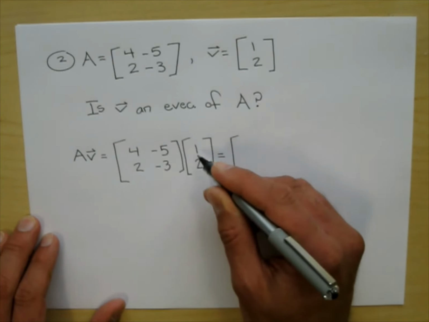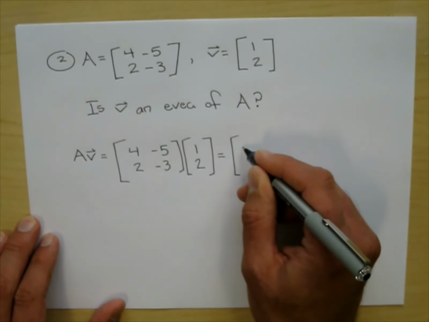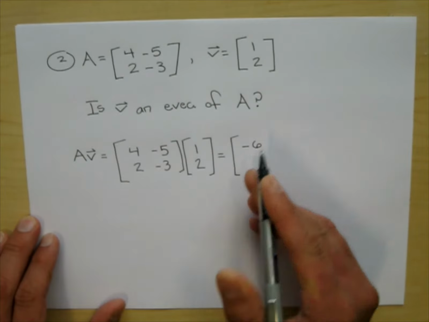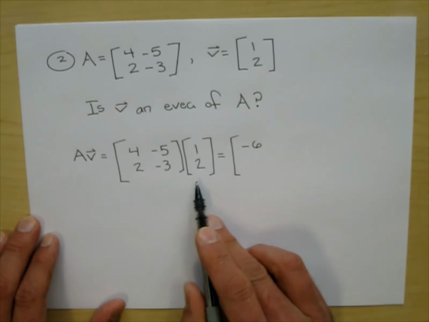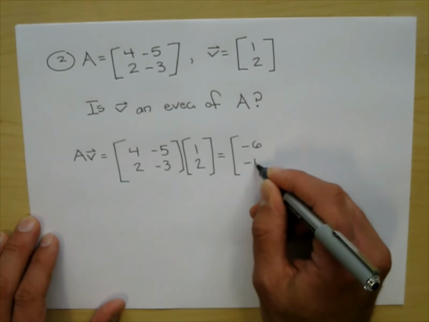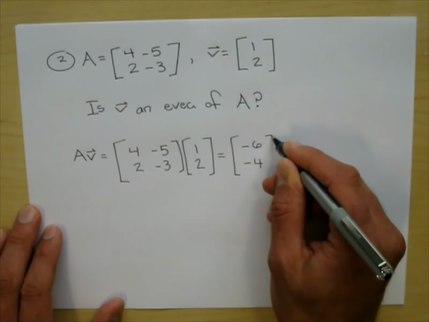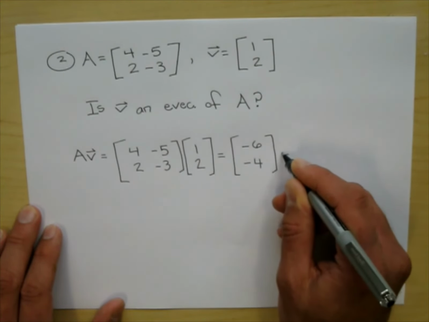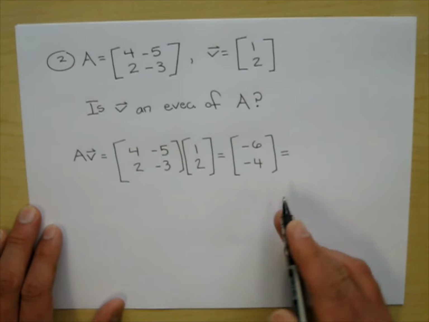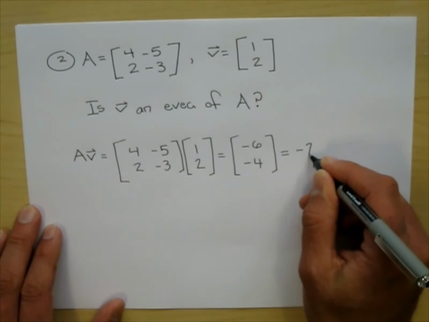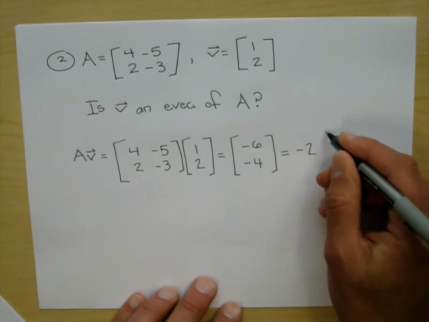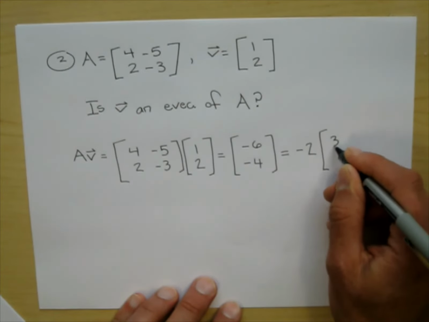I end up getting 4 minus 10, which is negative 6, and 2 minus 6, which is negative 4. So yes, I can factor a negative 2 out of this and write it as scalar multiplication. Negative 2 times the vector 3, 2.